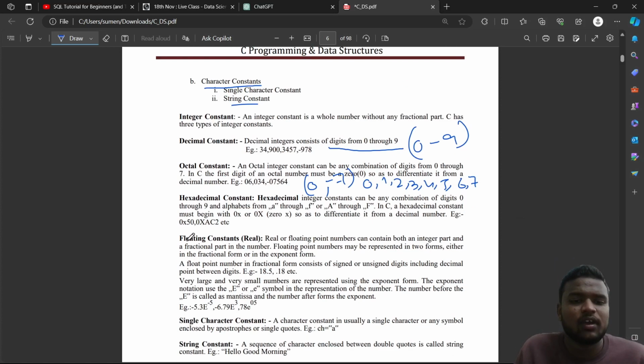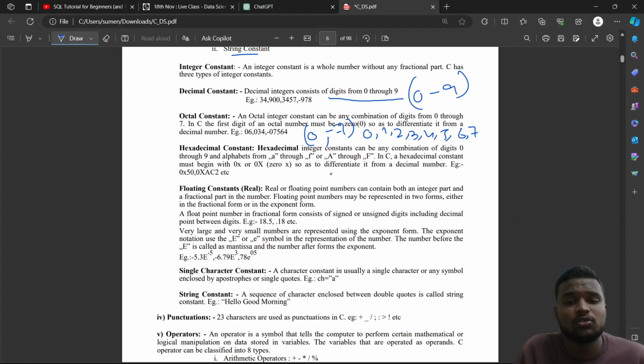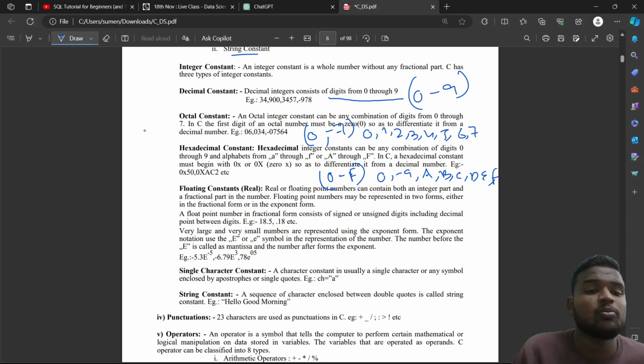Okay. Now coming to hexadecimal constant, the range is from 0 to F. 0 to F means 0 to 9, and also we have A, B, C, D, E, F. So these are the ranges of hexadecimal. In octal, if you want to represent any number, we have to put 0 in front. So 0, 1, 2, 3 means that it is an octal.